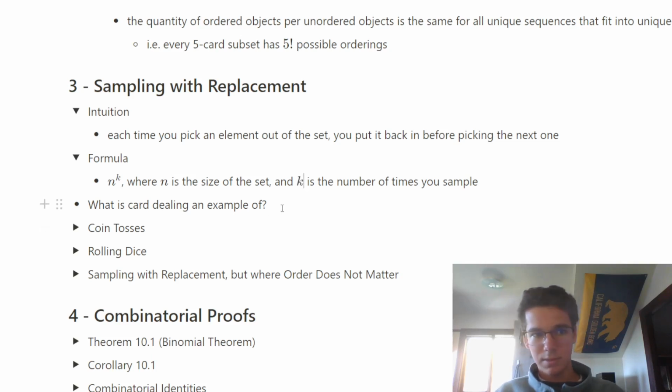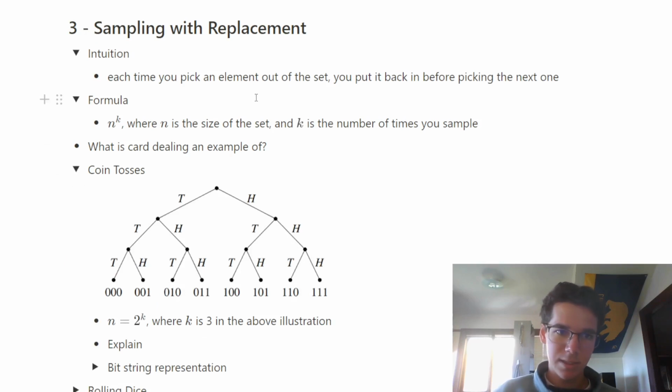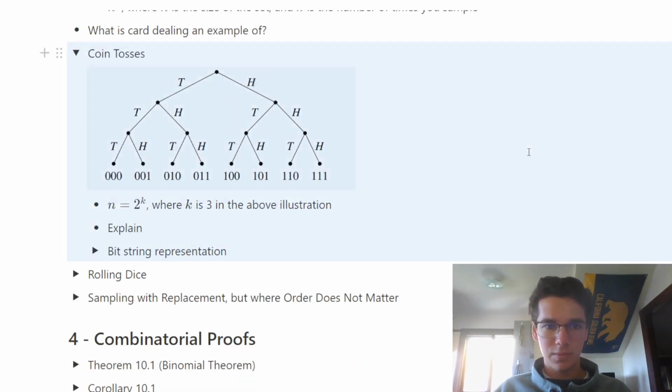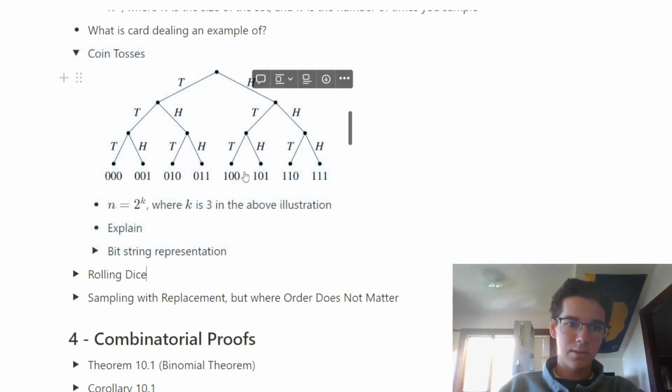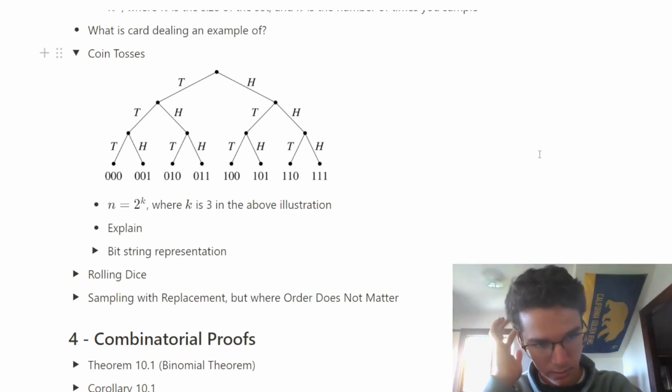Card dealing is an example of sampling without replacement, because as soon as we draw the card, it's not put back into the deck. So we're not replacing the card. Coin tosses, however, are an example of sampling with replacement, and we've seen something similar to this in note 0, this tree-like structure, the way I illustrated it when we were talking about power sets. I think we're going to see something about power sets later on in this note too.